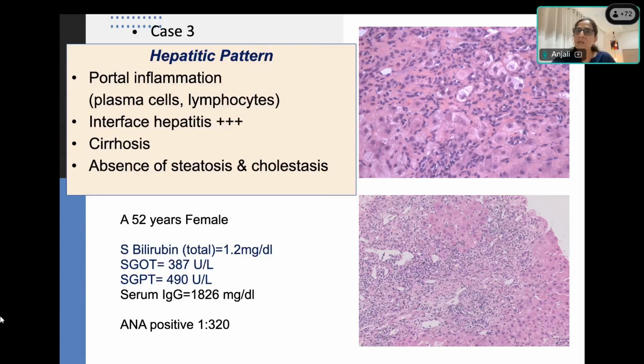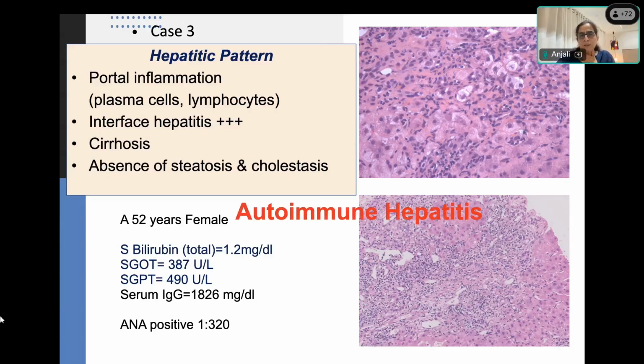And plasma cells are always variable. You may not see an excellent quantity or number of plasma cells. You may see few plasma cells or you may see more plasma cells. If you see a small proportion of plasma cells, still it is autoimmune hepatitis.